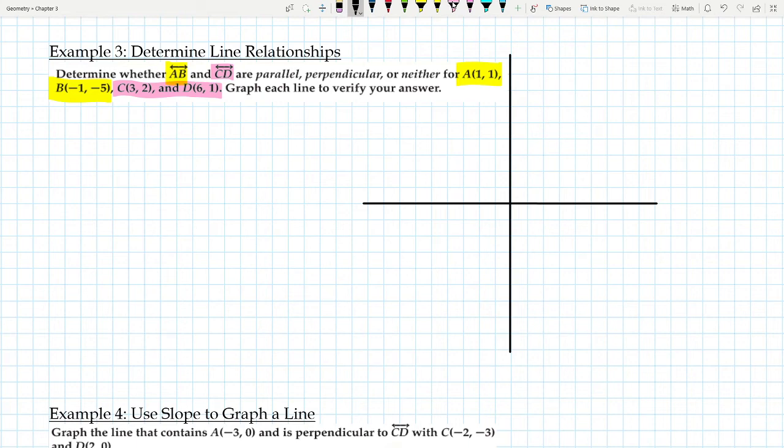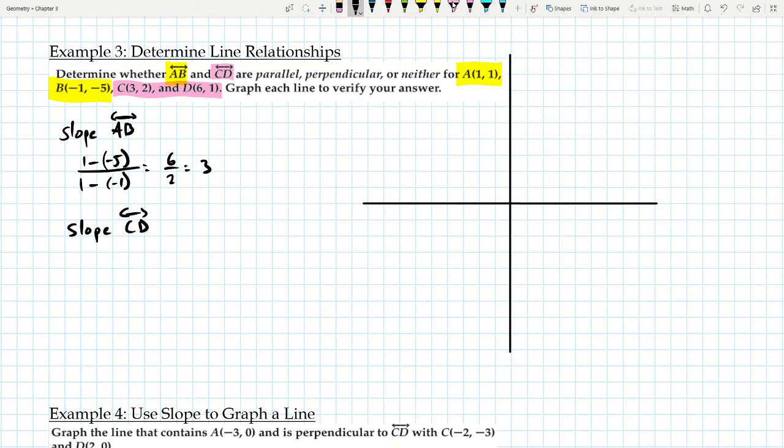So, slope of AB. So, 1 minus -5. Oh, sorry, almost mixed up my x and y coordinates there. And 1 minus -1. So we get 6/2 or 3. And we have slope of CD. Now, at this point, we still can't determine anything because we only know one of the slopes. We need to know the second slope to be able to figure anything out.